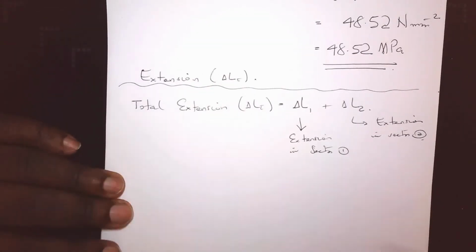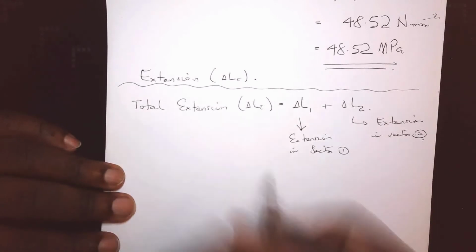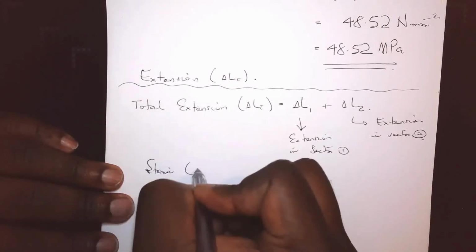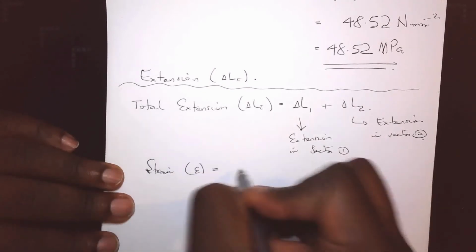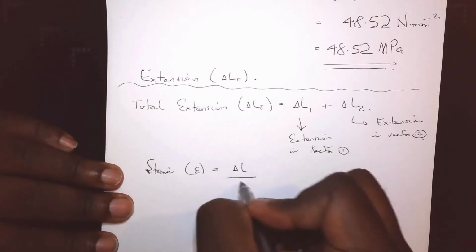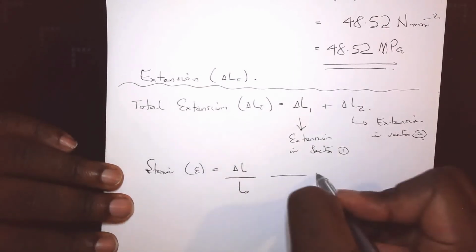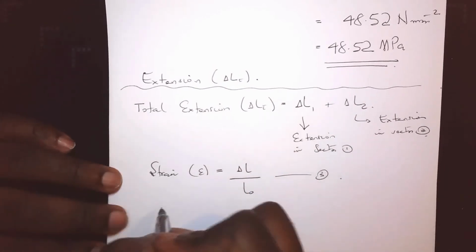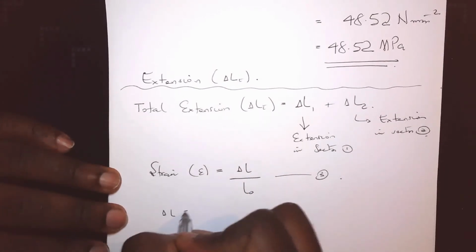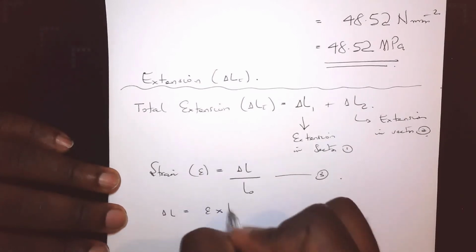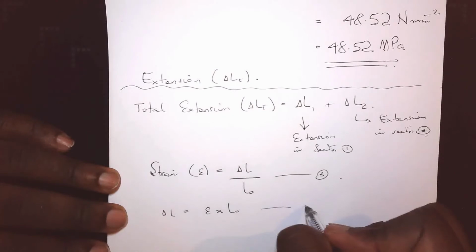So from first principles, based on what we've discussed to date, strain epsilon is equal to delta L, the change in length or the extension, divided by the original length. Let's call that 3. So if we make delta L the subject, then delta L will be equal to the product of the strain and the original length. Let's call that 4.